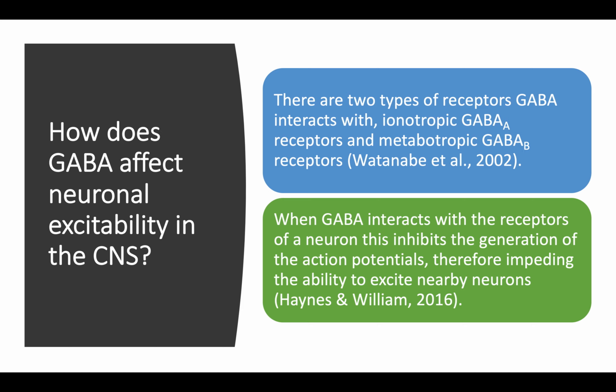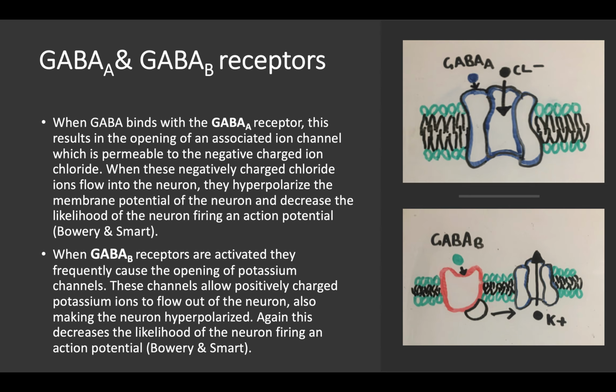There are two types of GABA receptors, the ionotropic GABAA receptors and the metabotropic GABAB receptors. When GABA interacts with the receptors of a neuron, this inhibits the generation of action potentials, therefore impeding the ability to excite nearby neurons.